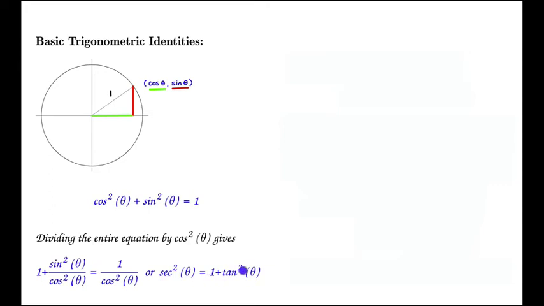We can find a similar identity by dividing our base trigonometric identity, cosine squared theta plus sine squared theta equals 1, by sine squared and solving for 1 over sine squared, which is cosecant squared, to get cosecant squared theta equals 1 plus cotangent squared theta.